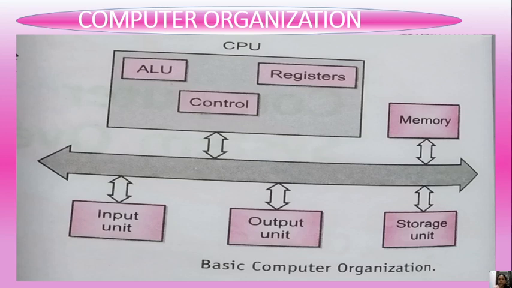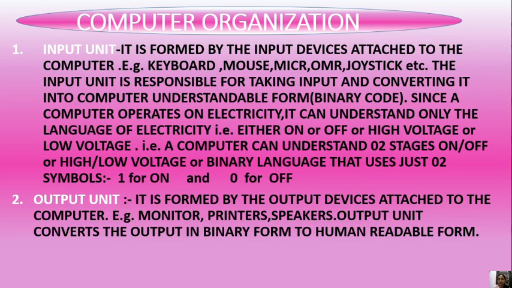Here you can see computer organization, basic computer organization. This is the diagram. You can see input unit, output unit, storage unit, memory, then CPU. Under CPU there are three parts: ALU, control unit and registers. So this is the basic computer organization. We will discuss all the parts here. First part is input unit, under this computer organization, what we have seen in the last slide in the diagram.